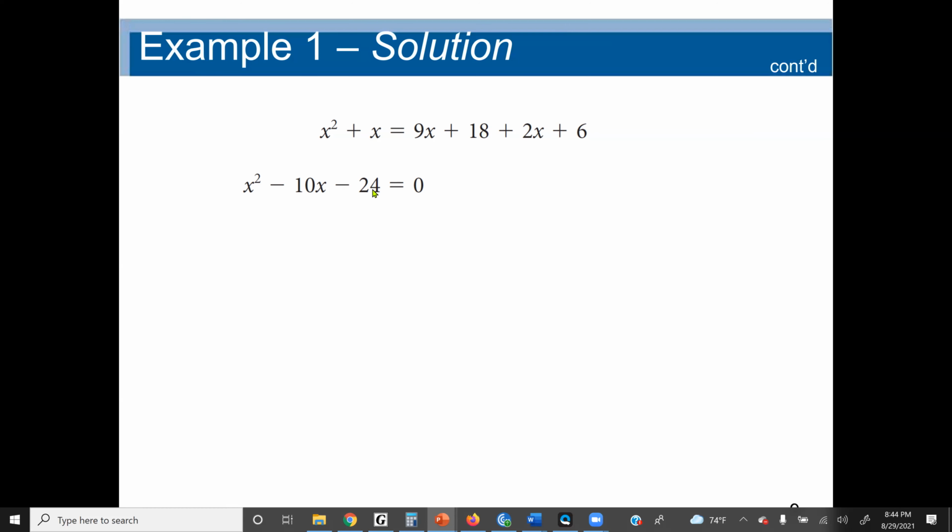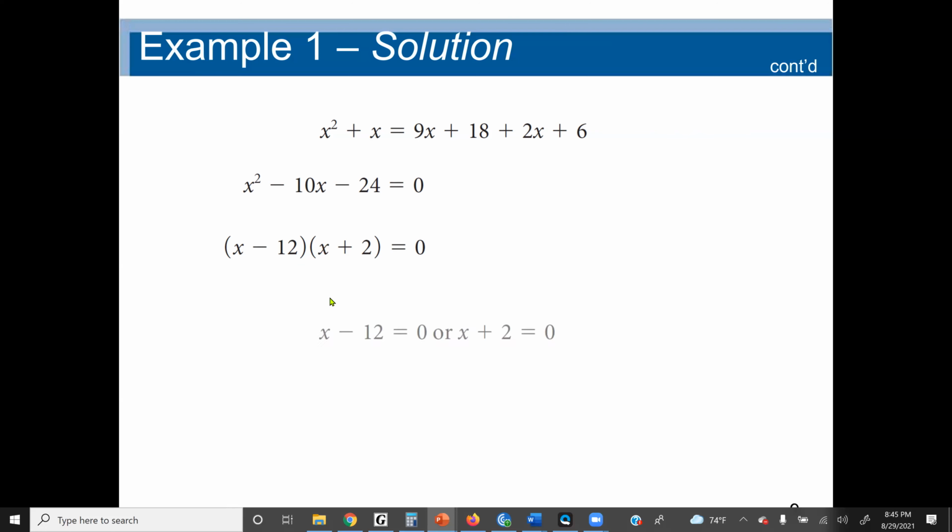Now let's look for two values. When we multiply, we get minus 24. When we combine together, we get minus 10. So here we said, okay, the best two values will be minus 12 and 2. Minus 12 times 2 will give me minus 24. Minus 12 plus 2 will give me minus 10. So we have s minus 12, s plus 2.